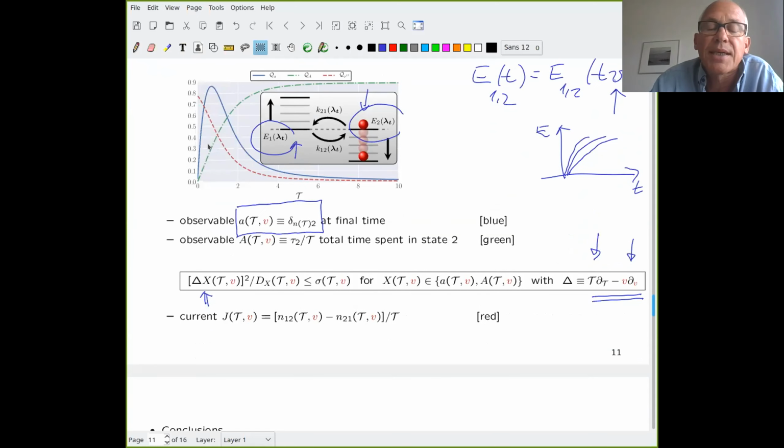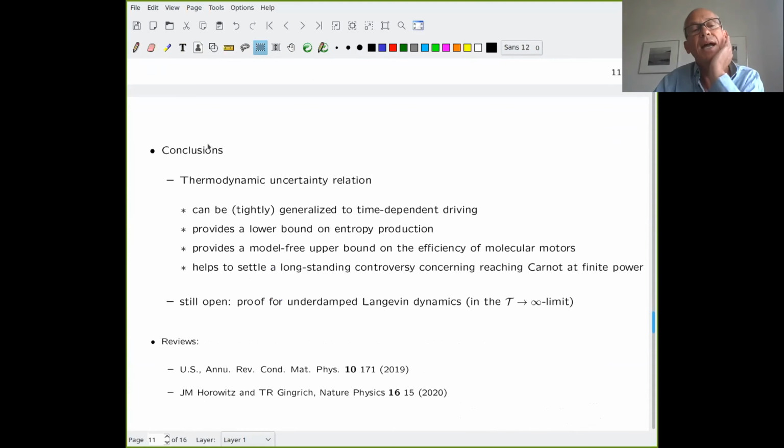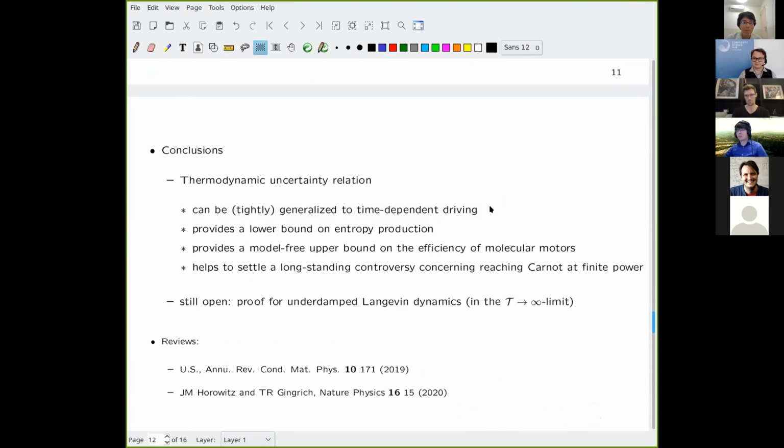Okay, I guess my time is over. So let me come to the conclusions. With this last result, we have generalized the TUR to time-dependent driving, and I'm emphasizing this tightly generalized. What I mean is that when we specialize this relation to the simplified situation of non-equilibrium steady state, we indeed get back the original relation. So in that sense, it provides a real unification and extension.